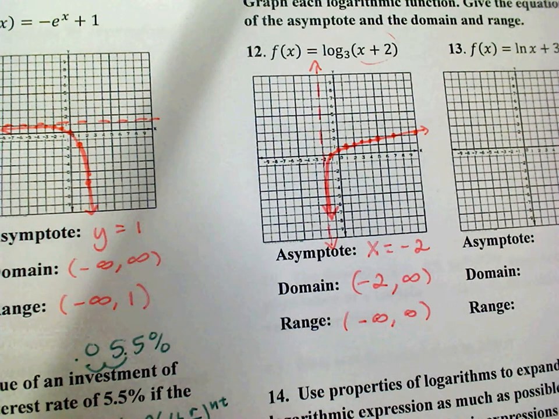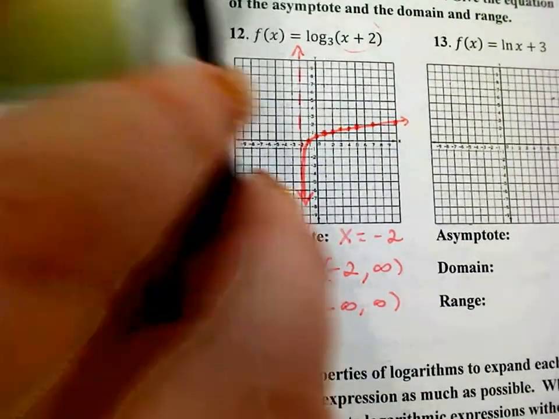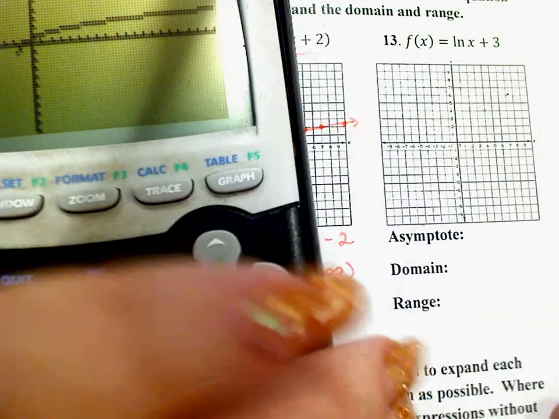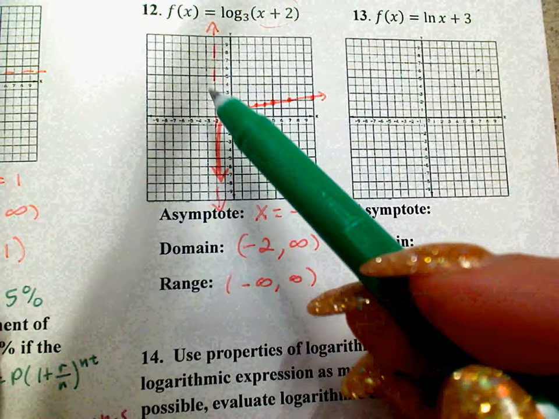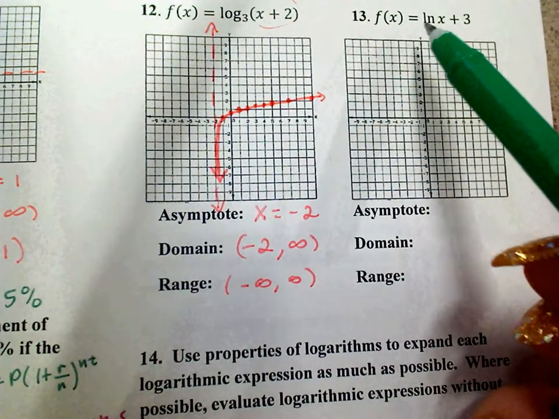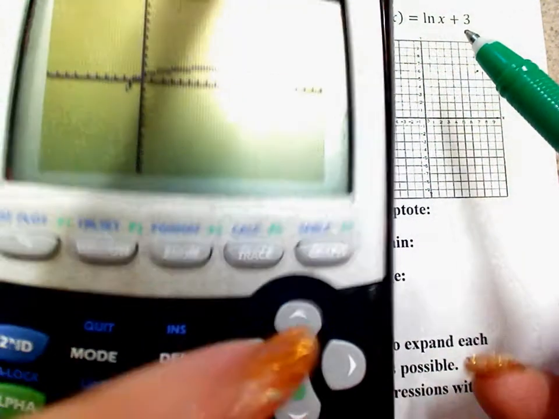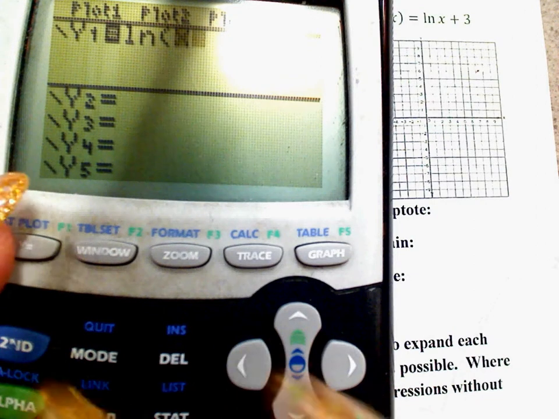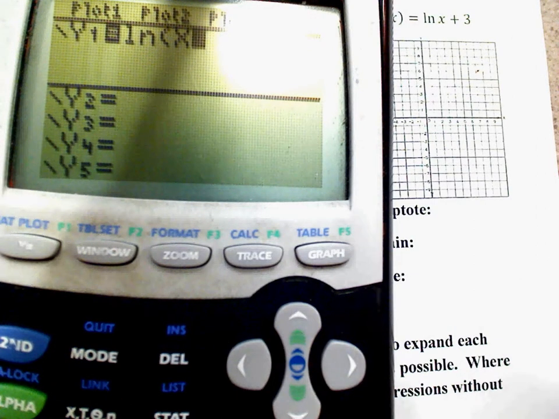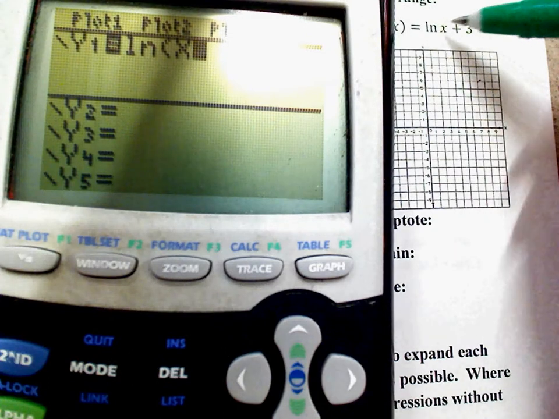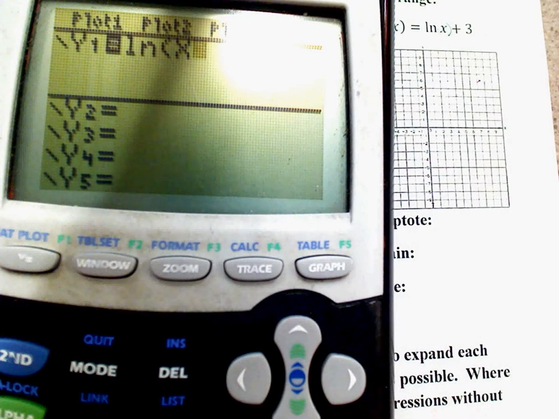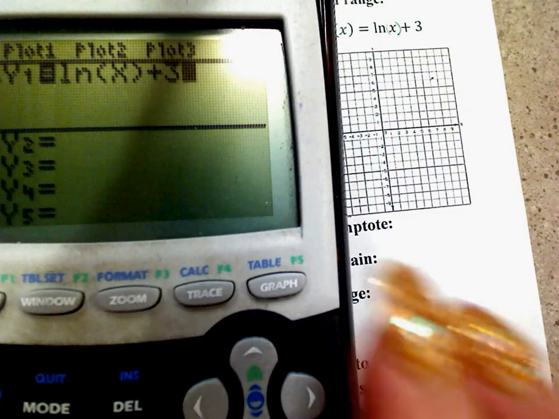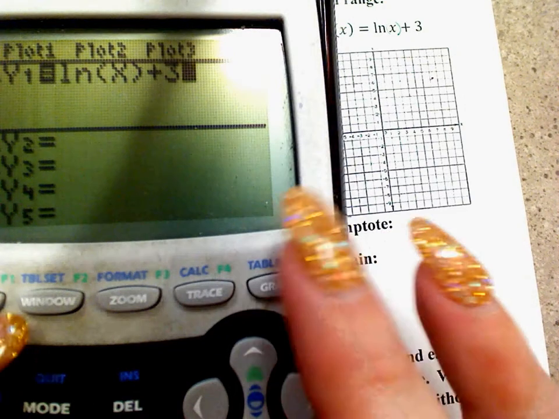And then natural log, same thing. Natural log of x plus 3. The last one shifted to the left, so the vertical asymptote was at -2. This one is shifting up 3, so the vertical asymptote is still going to be at 0, but we'll check that. So natural log of x. Don't put parentheses unless I tell you to. There are not parentheses around this x plus 3, which means technically the parentheses end after the x, and then plus 3.